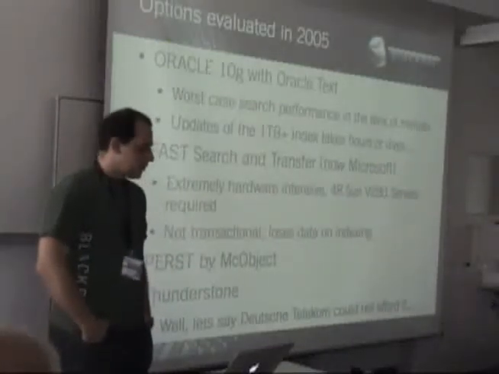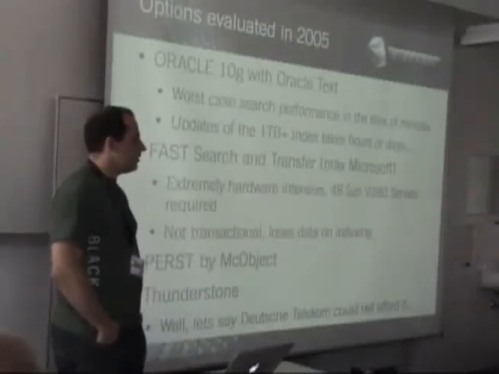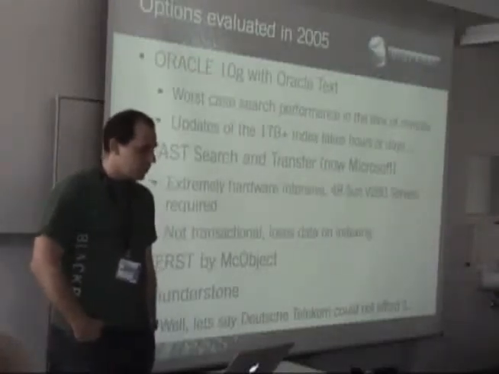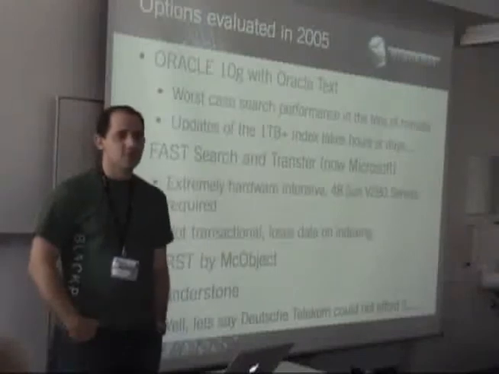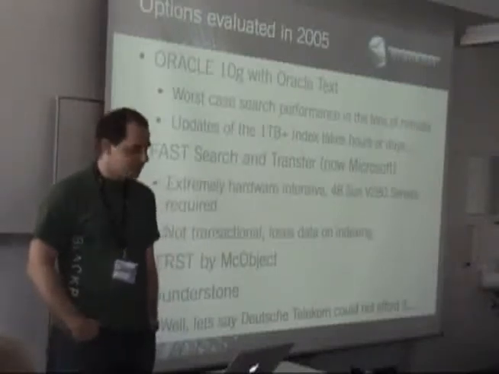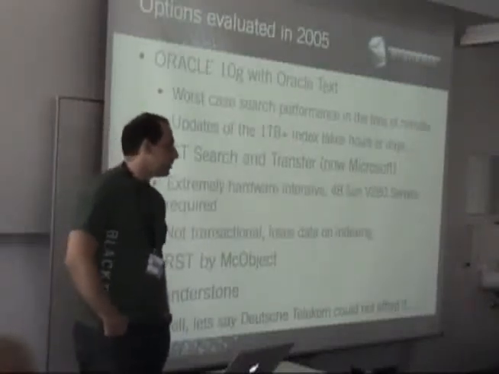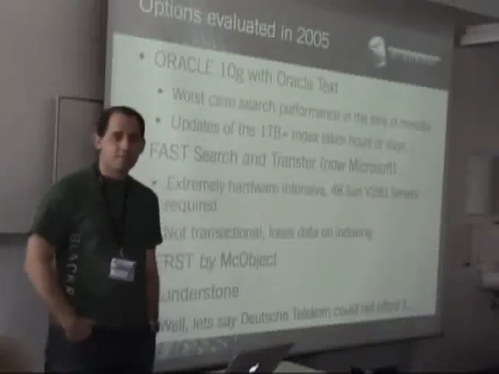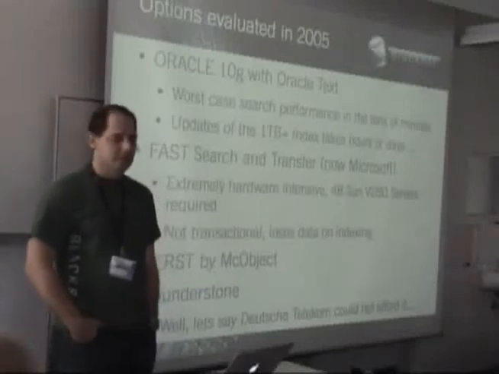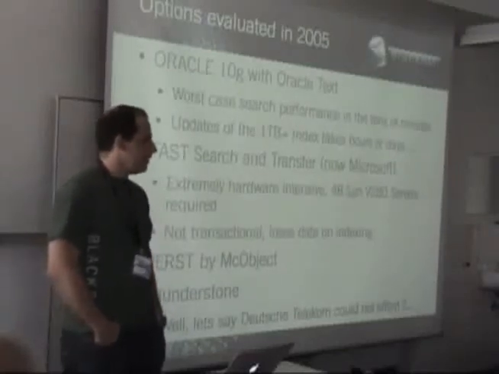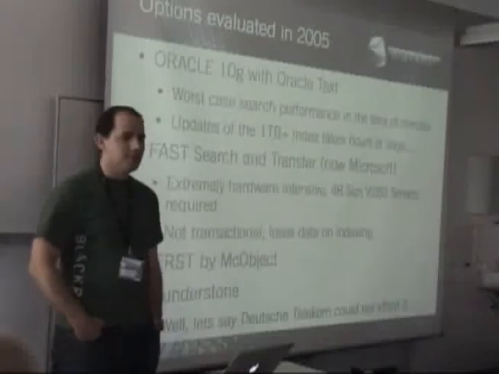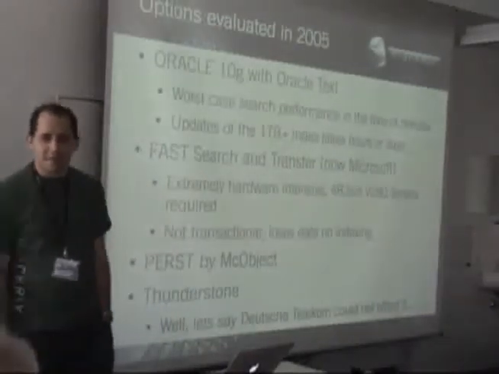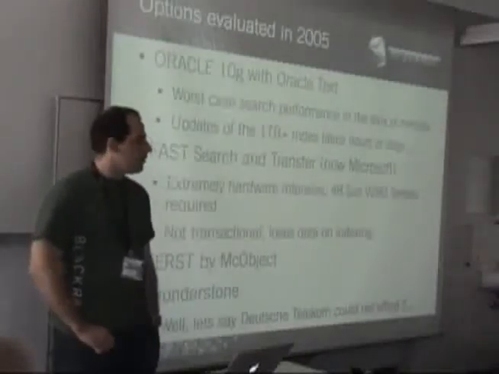We evaluated Fast Search and Transfer. It's now acquired by Microsoft. The hardware requirements were huge. We needed 48 machines just to actually index the data. Fast is not transactional. So you load 8 billion documents into the index and you lose a few hundred or a few thousand. Now, of course, the documents you lose are paying customers. They may have bought yellow page advertisements. They're not so happy about them missing in the index. And there's really no good way of finding out what's missing.